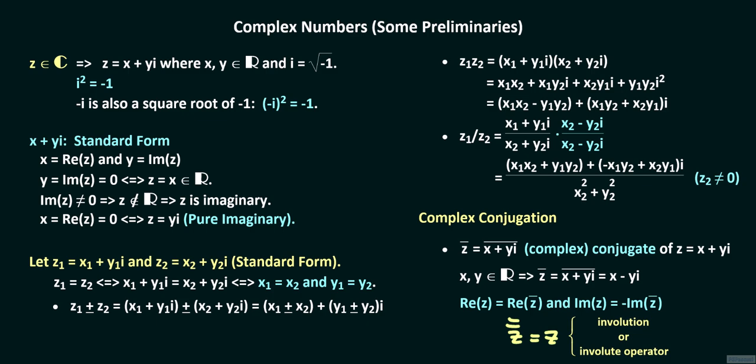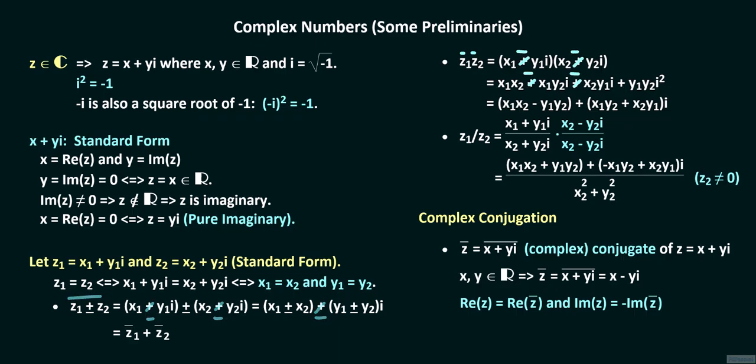Going back to addition and subtraction, the conjugate of the sum of z1 and z2 turns out to be the sum of the conjugates of z1 and z2. In the product of the conjugates of z1 and z2, we put minuses in front of y1 and y2. And we find that the result is the conjugate of the product of z1 and z2. We leave it as an exercise for the viewer to check that the quotient of the conjugates of z1 and z2 is also the conjugate of their quotient.